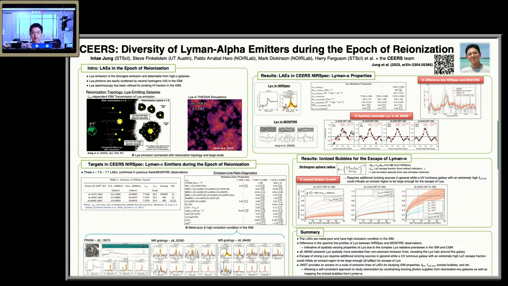So we compare the Lyman alpha properties between the Keck and JWST observations. Also, we analyzed the cross-dispersion direction profile of Lyman alpha, confirming a spatially extended Lyman alpha in one of the targets. And finally, we examine if the galaxies can form ionized bubbles large enough for the escape of Lyman alpha based on the emission line measurements from the NIRSpec data. The study particularly opens up a self-consistent approach to study reionization by constraining the ionizing photon supply from the reionization era galaxies, as well as mapping the ionized bubbles from the Lyman alpha detection.